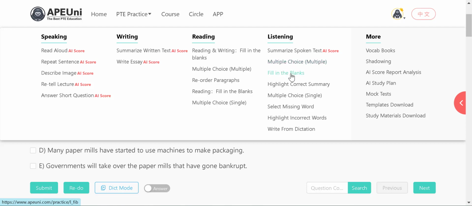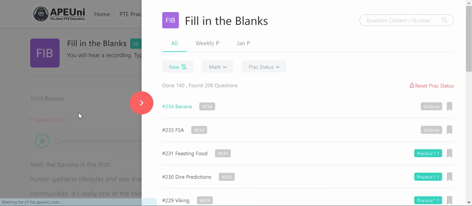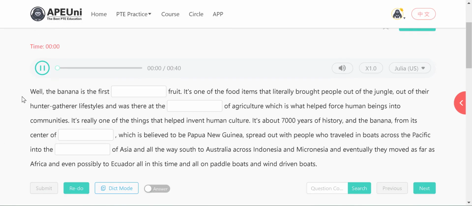After that, you go to the fill in the blanks. Fill in the blanks is like this. As soon as you start, you're going to start listening to one audio, one lecture, and there is obviously a text in front of you with some blanks. So, for example, this one: the banana is the first cultivated fruit. I heard that the banana is the first cultivated fruit.